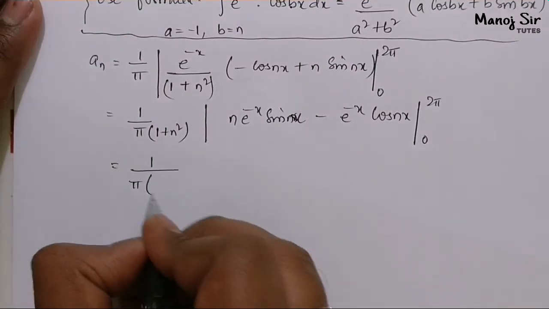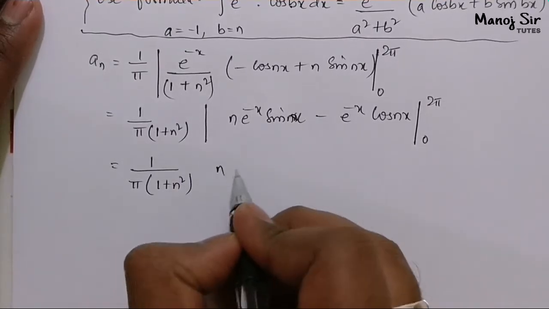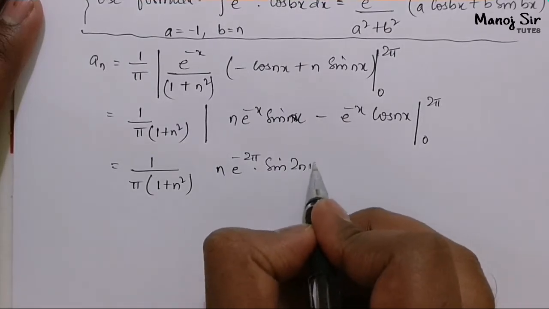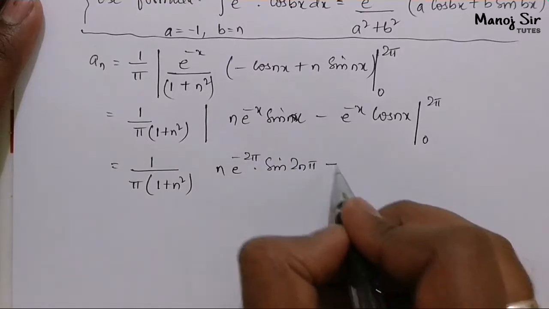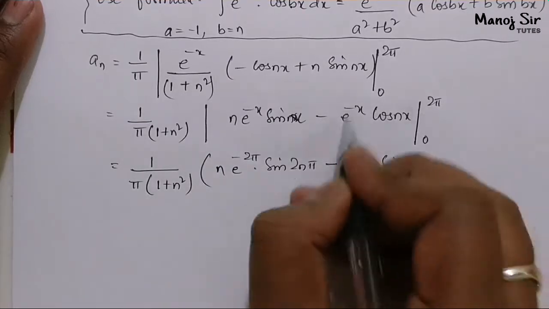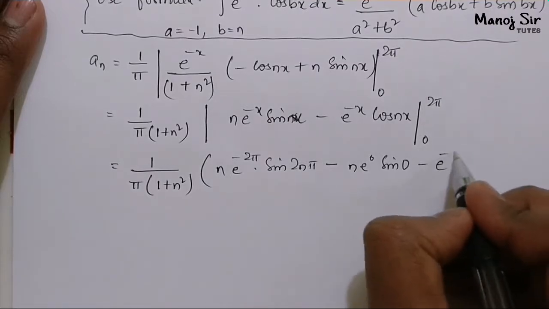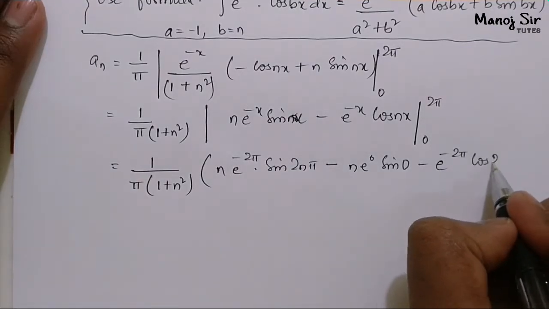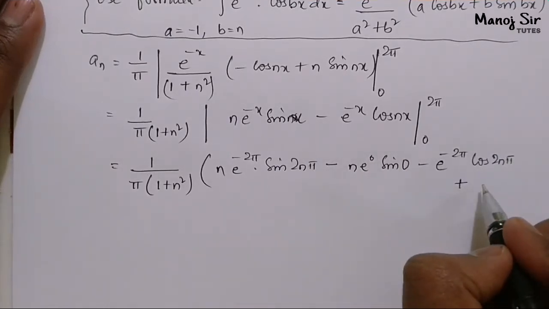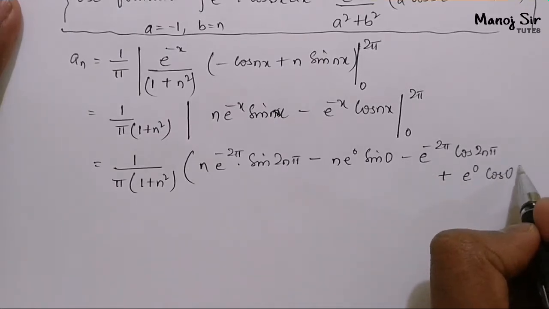1 upon pi times 1 plus n square. Put upper limit, you will have n e to the power minus 2 pi sin 2n pi. Put lower limit, minus n into e to the power 0 sin 0. Now second term, put upper limit, e to the power minus 2 pi cos 2n pi. Upper limit is negative, so lower limit will be positive. Now this will become e to the power 0, this is cos 0.